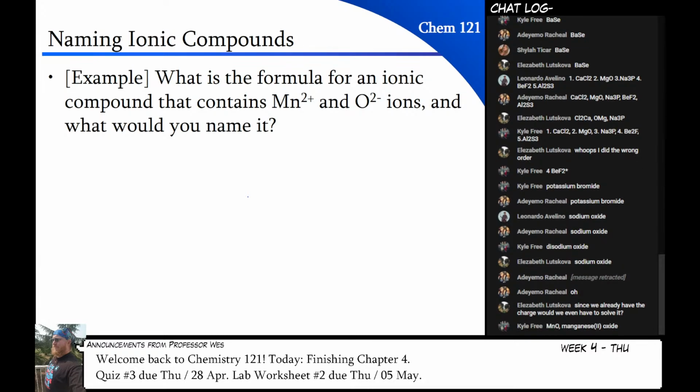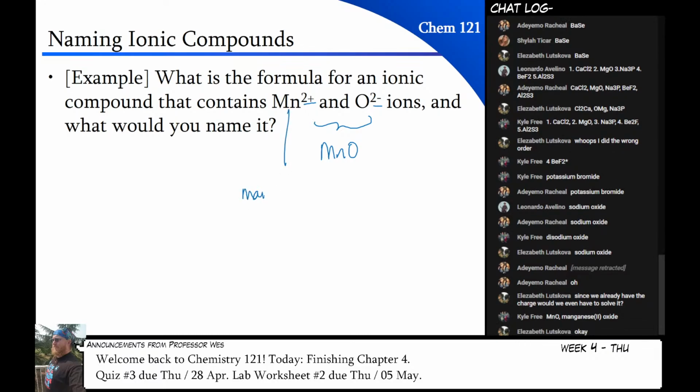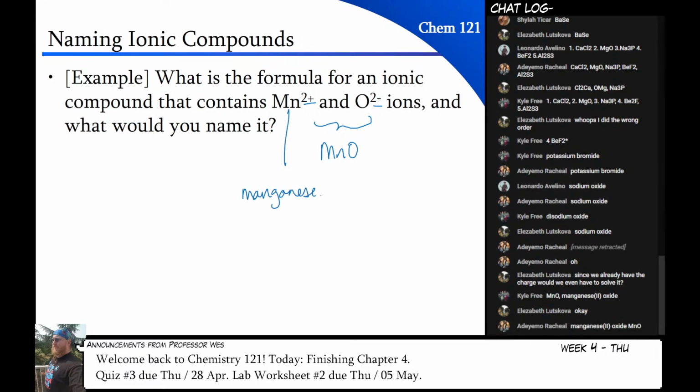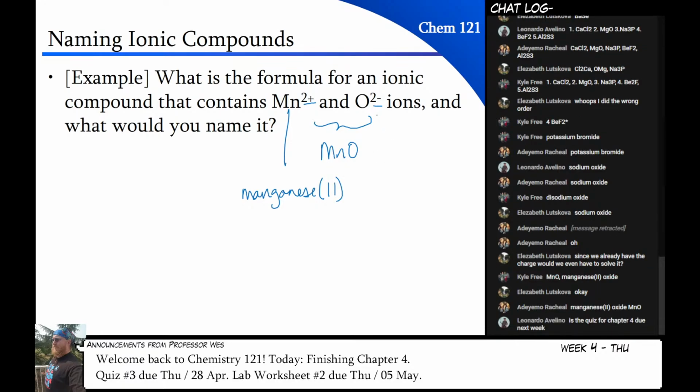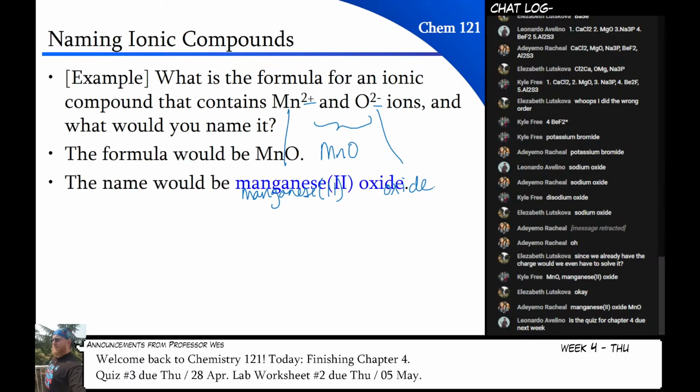All right, let's go over the answer here. So first, let's write the formula. I have a +2 and a -2, so those balance out. So the formula would be MnO. And then we know that Mn2+ is manganese(II), and then O is oxide. So there would be our name. I've already written the name there, so we'll just do that.